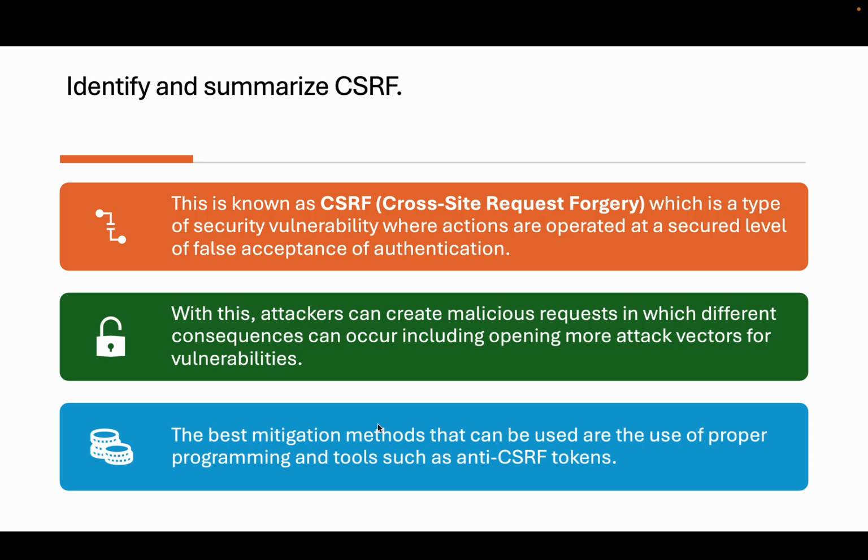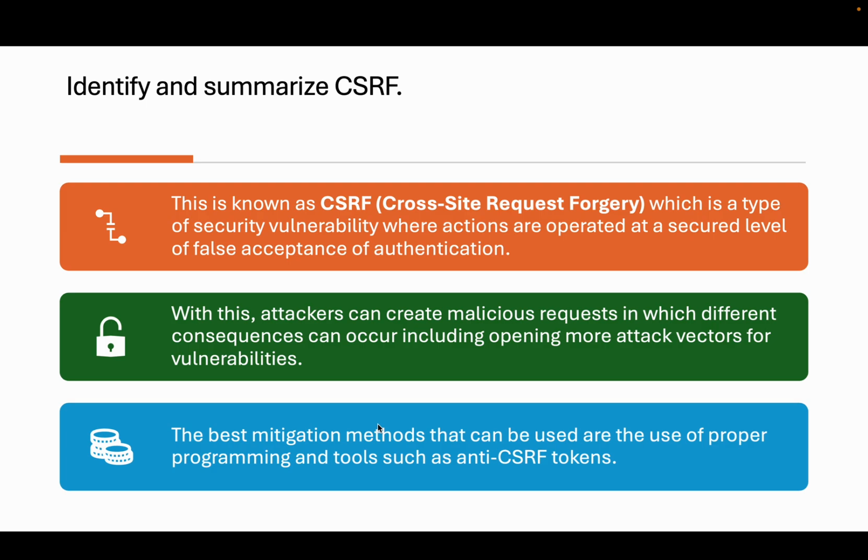So, identify and summarize CSRF. This is known as cross-site request forgery. It's a type of security vulnerability where actions are operated at a secured level of false acceptance of authentication. So what that means is that a system may think that it might be a valid user, but what happens is that they're able to perform different types of operations like reading, writing, deleting, updating without proper authentication. And so that's very bad because it means someone's in your system.